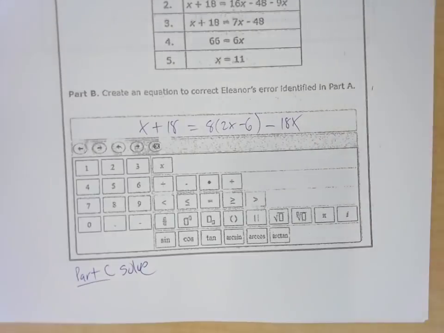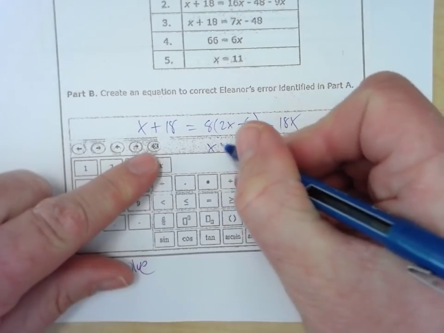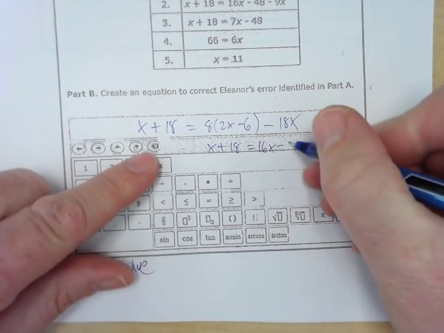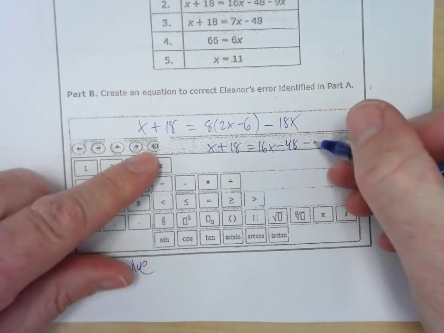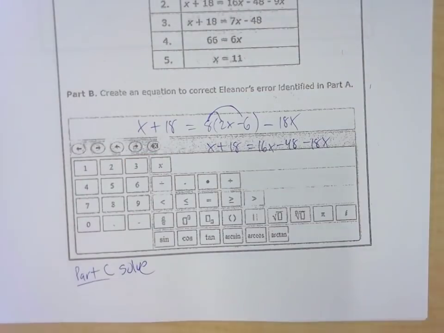Now for part C, we're actually supposed to solve this. So you need some scratch paper when you do this air test. You've got to write some stuff down. It's too hard to do everything on the computer. So we get x plus 18 is equal to 16x minus 48 minus 18x. So I distributed here. Now I'm going to collect my like terms.